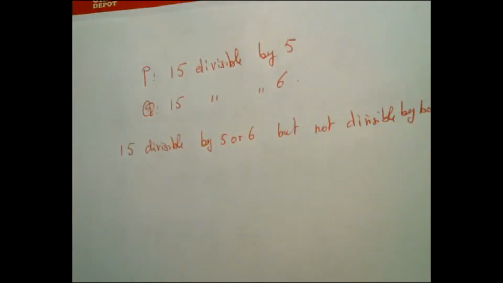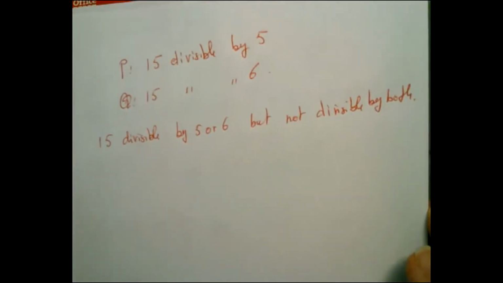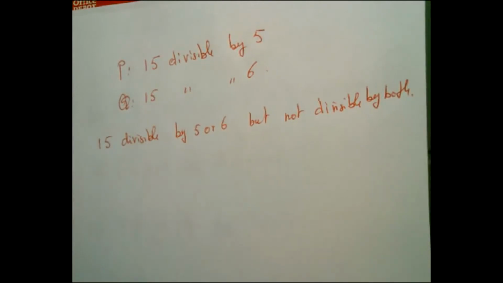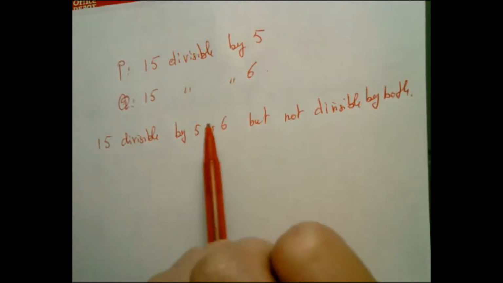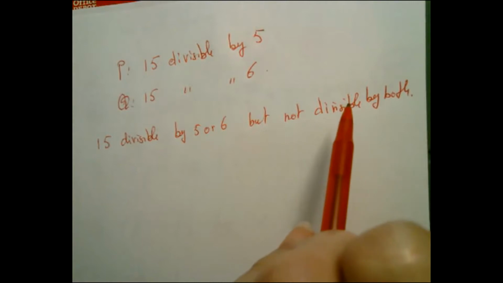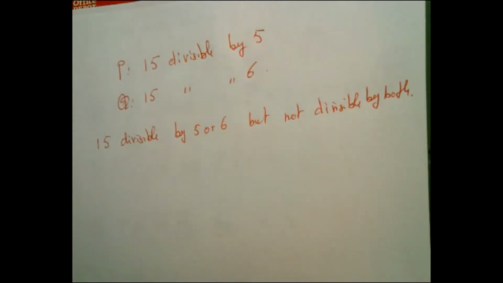Okay, so now this is my question, and I ask you to write it using whatever you want. How can you write this? It is divisible by 5 or 6, but not divisible by both of them.